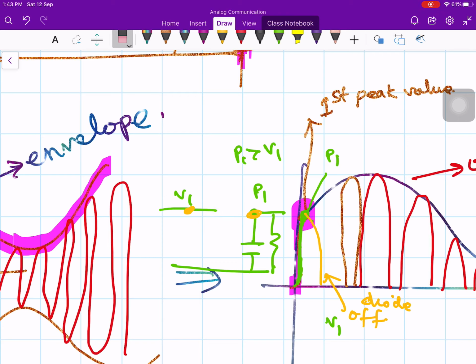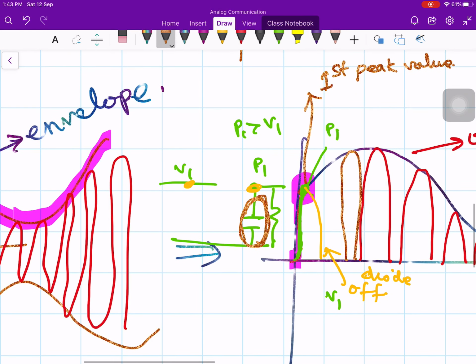So the capacitor starts to discharge through the resistor like this. That is the discharging time constant RC. So the discharge phenomenon will take place. Whatever voltage is stored across the capacitor, let's say P1, will start to decrease a little bit. It decreases slowly, depending on the time constant. Let's say it discharges slowly like that. So this is the way it discharges.